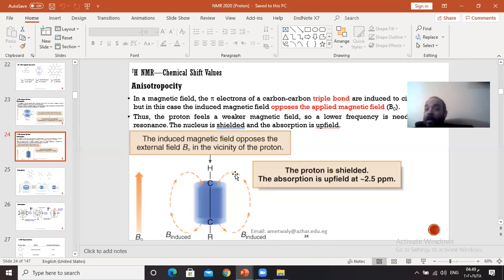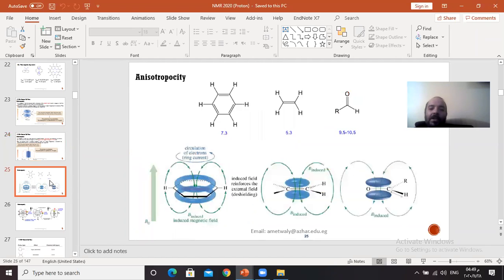So we see the triple bond or the acetylene bond at 2.5, and it's strange. The double bond appears at 4.5 and the triple bond appears at 2.5 because it's shielded: the proton is in this area, which is the shielded area of the induced magnetic field by anisotropy.